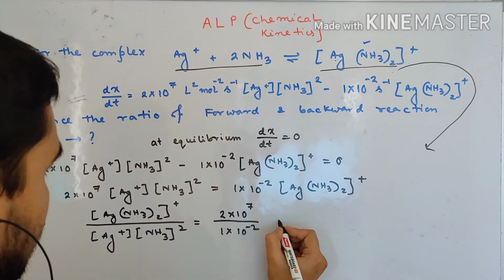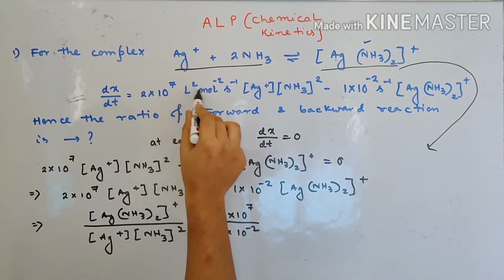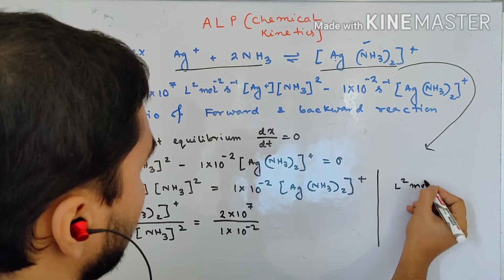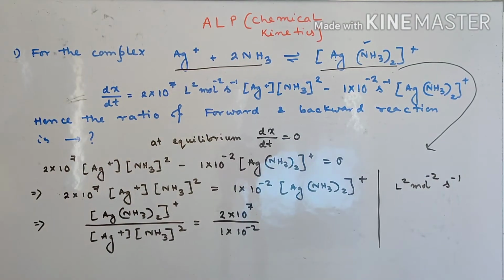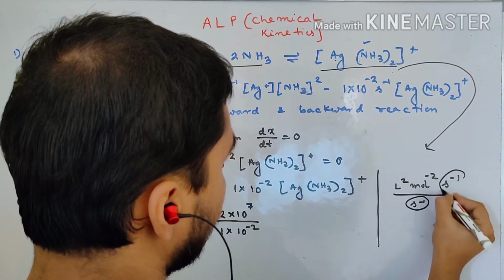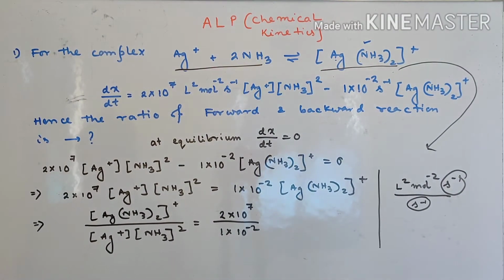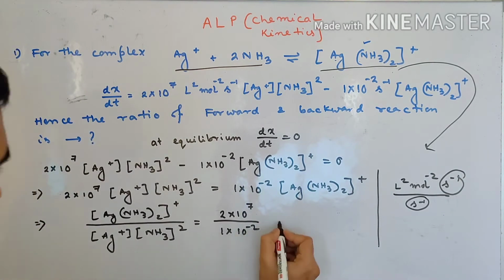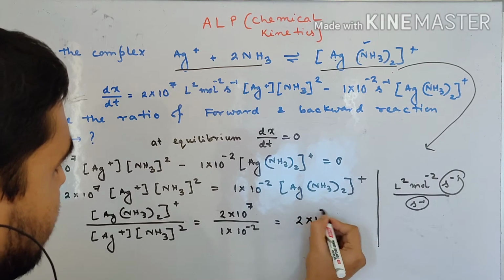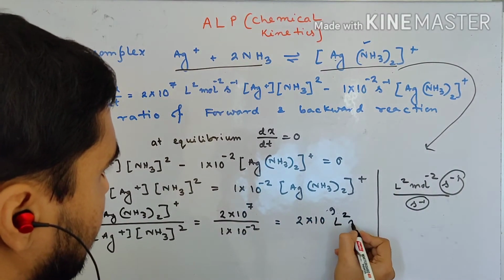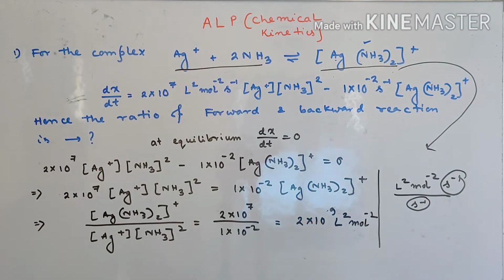Now you see the units, it was liter square mole to the power minus 2 second inverse divided by second inverse only. So this and that will cancel out. It becomes liter to the power 2 mole to the power minus 2. So now it becomes 2 into 10 to the power 9, because the exponent is negative in the denominator, and the unit will be liter square mole to the power minus 2. So we have got the desired answer now.